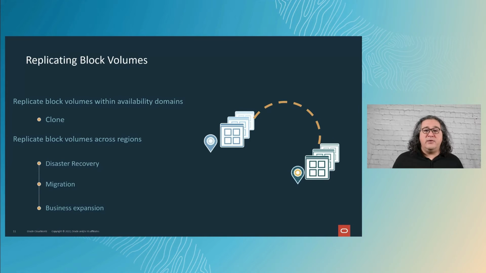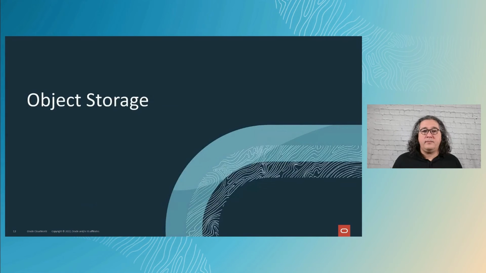The second option is the inter-region or inter-AD replication. The replication feature is complementary to the backup feature. It's not a replacement. Backups give you a point-in-time snapshot of volumes that enable you to return to a previous version of a volume or a volume group. Replicas give you the current version of the data.